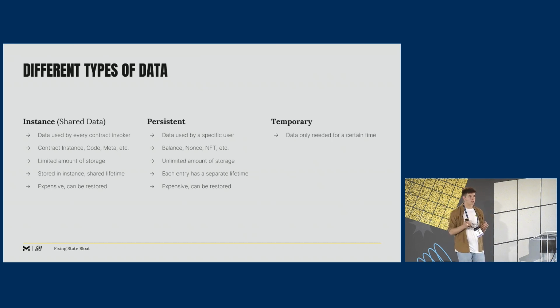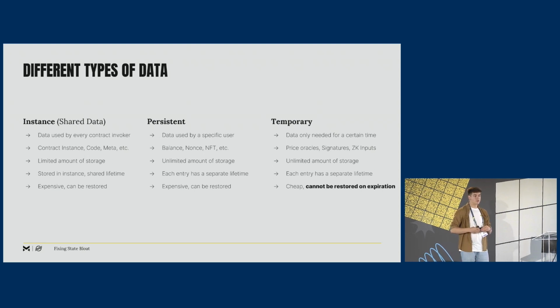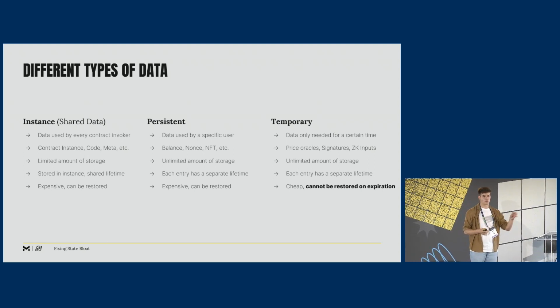Finally, we have temporary. Like the name suggests, temporary data is appropriate for data that you either only use for a small amount of time or that's very easy to recreate arbitrarily. A few examples of this can be price oracles, signatures, inputs to a ZK rollup, KYC information, things of this nature. Similarly to persistent, you can have an arbitrary number of temporary entries, and they each have their own separate lifetime. But the crucial distinction is that with temporary information, it cannot be restored if it's expired. You can still use the same lifetime extension operations and host function to maintain the lifetime of temporary entries, but if it expires, it's gone forever.